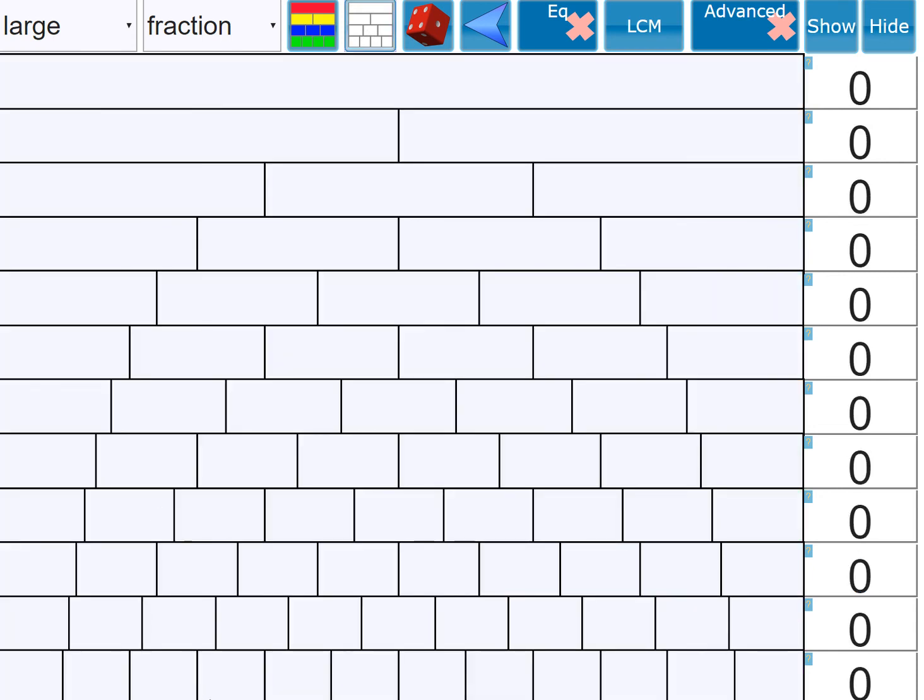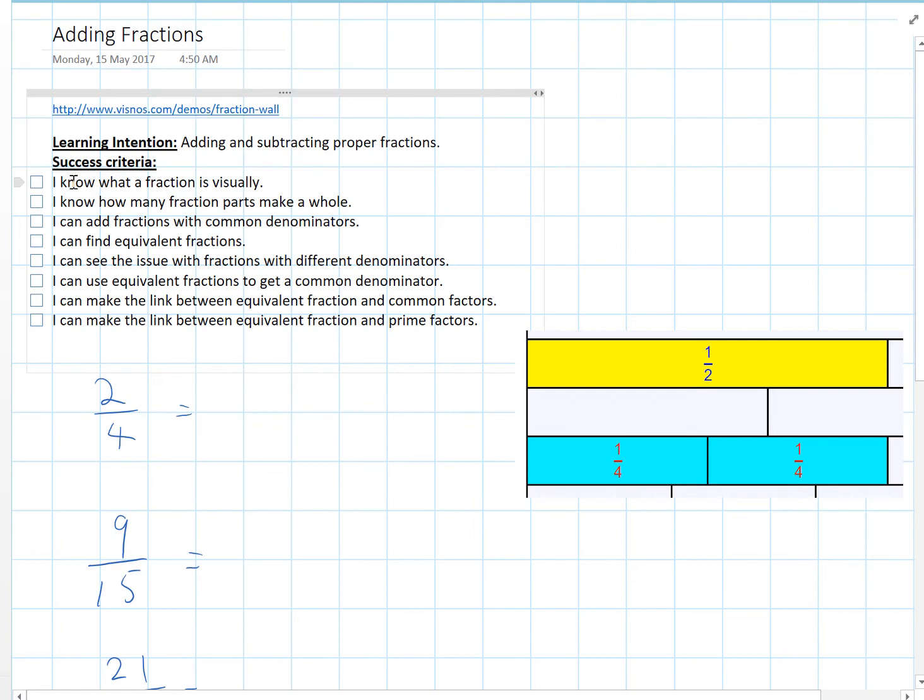So let's just check my success criteria. I know what it is visually. I know how many make up a whole. Okay, fractions with common denominators. Let's have a look at that.